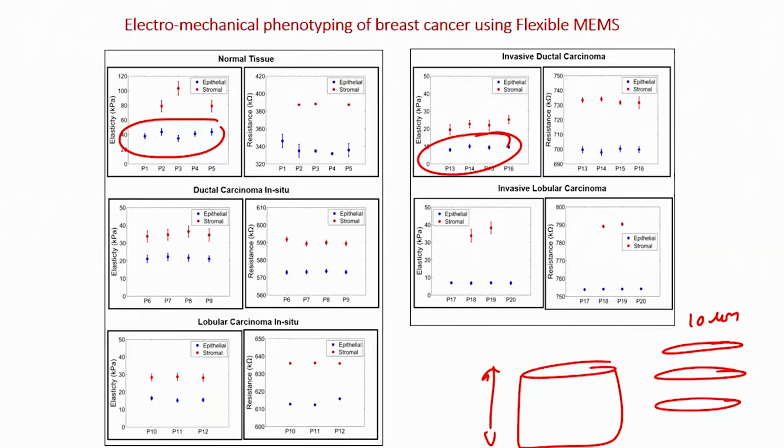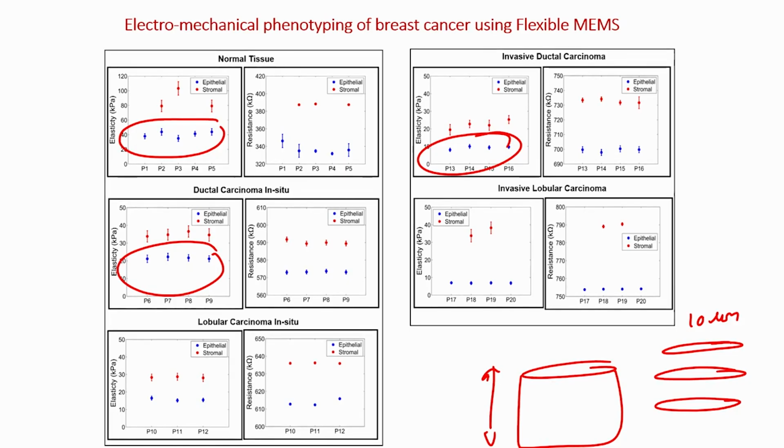But when we talk about the tissues which are thinner, the slice is thin around 10 microns, then the elasticity from the normal tissue is close to 40 kilopascal, while the elasticity from the cancerous tissue is about 10 kilopascal. This is when we are talking about epithelial region, right. And if you see DCIS, the DCIS somewhere is in between the invasive ductal carcinoma and normal tissue.